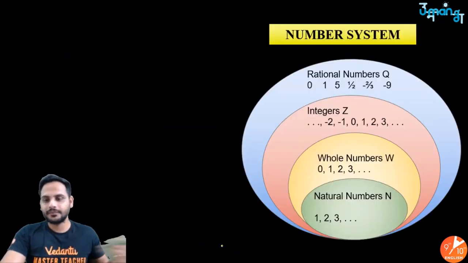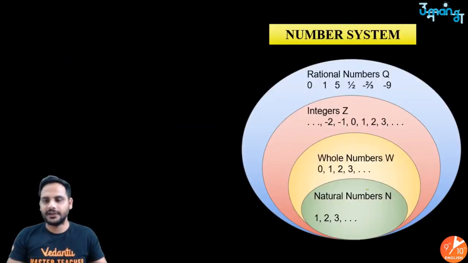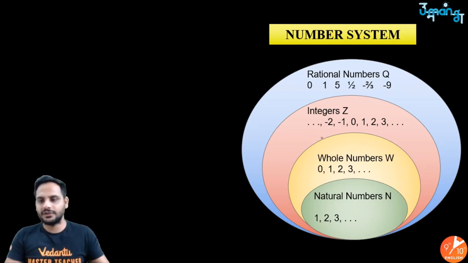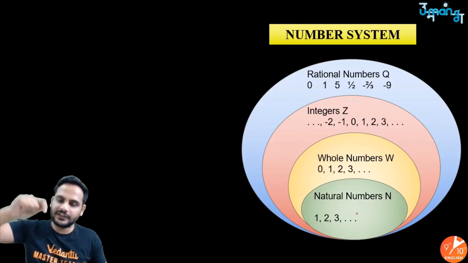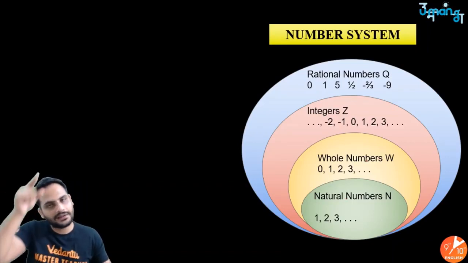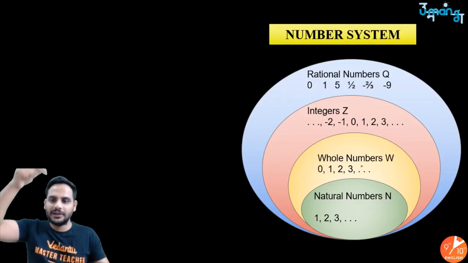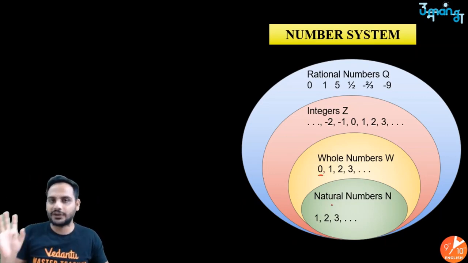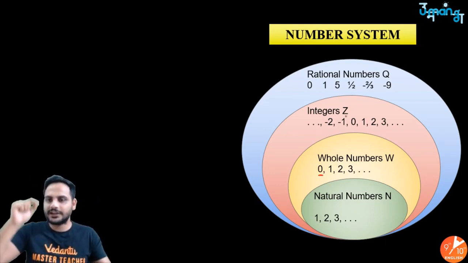Got it? So you can also understand it this way: first there is a small circle of natural numbers. In that, if I add 0, I will get whole numbers. Remember this thing: in whole numbers, all the natural numbers are already there. So all natural numbers are also whole numbers, but all whole numbers are not natural numbers because 0 is a whole number but not a natural number. Got it? Then comes integers.